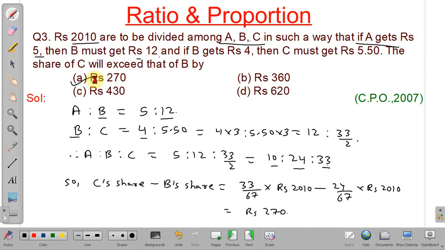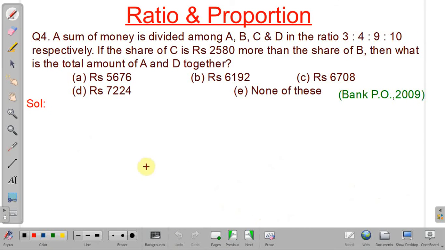We will discuss the next problem. See, in this problem it is given a sum is divided among A, B, C, D in the ratio 3 ratio 4 ratio 9 ratio 10. And it is also given that C's share is 2580 more than B's share, and we have to find the amount of A and D together.